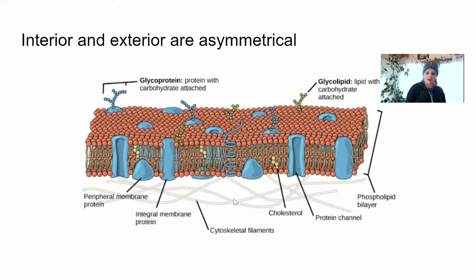The easiest way to see this is to look at these peripheral membrane proteins that are attaching to cytoskeletal filaments. These are in animal cells, and these filaments give the cells their structure. They're attached to these proteins that are embedded on the inside. And one of the things that we see embedded on the outside are these glycolipids and glycoproteins that are used for cell communication, for recognition, and so on.